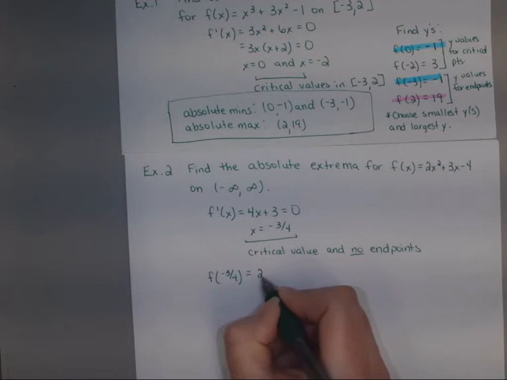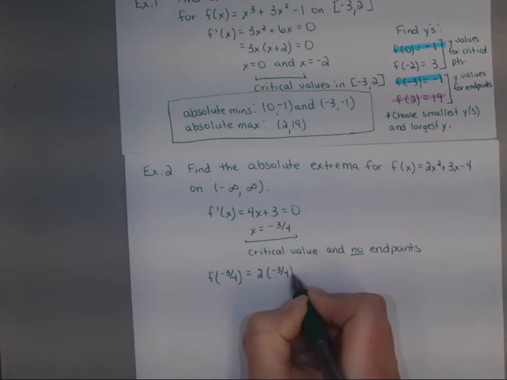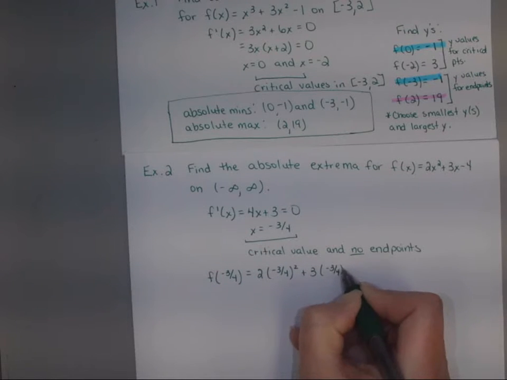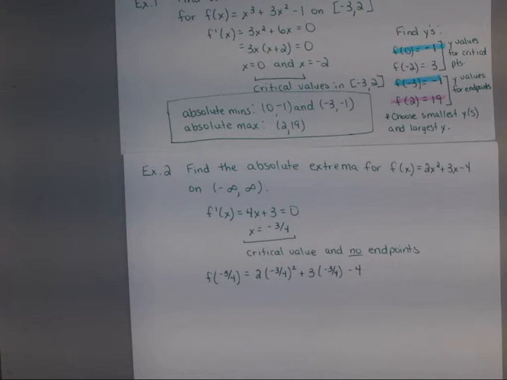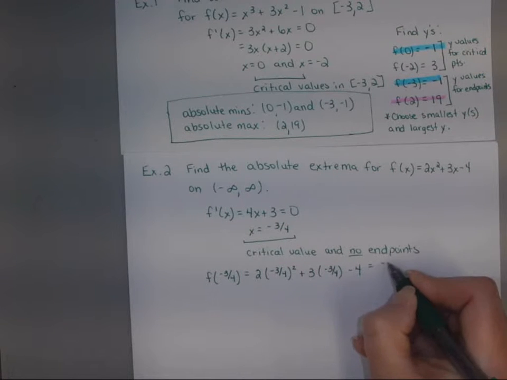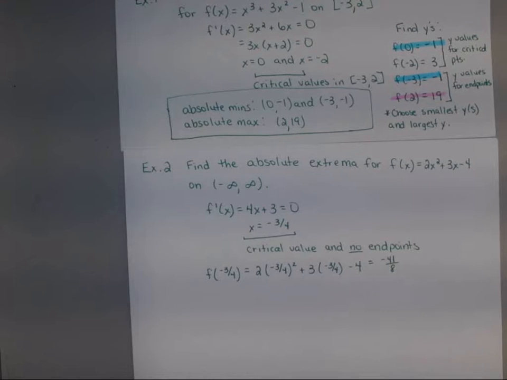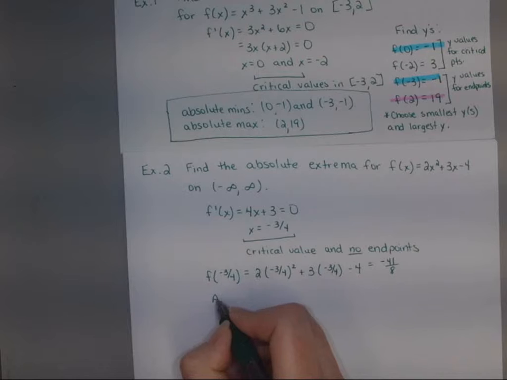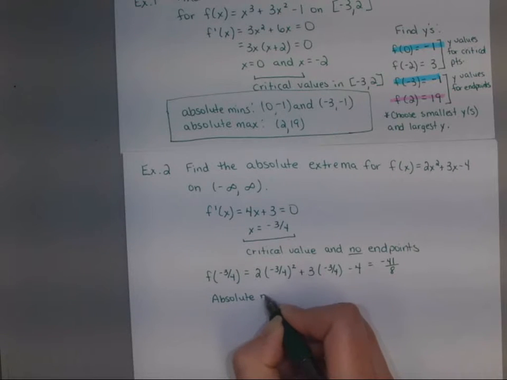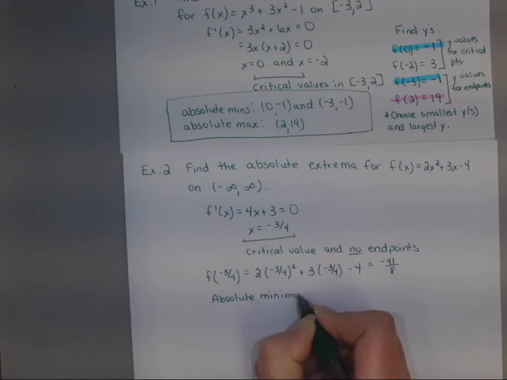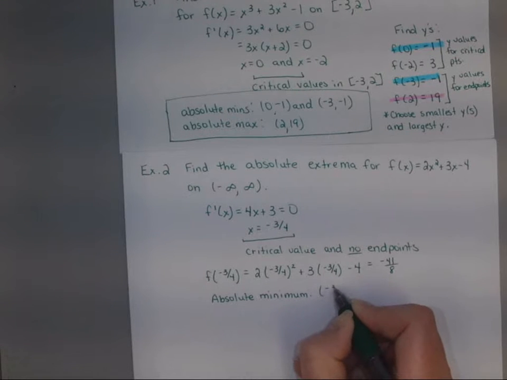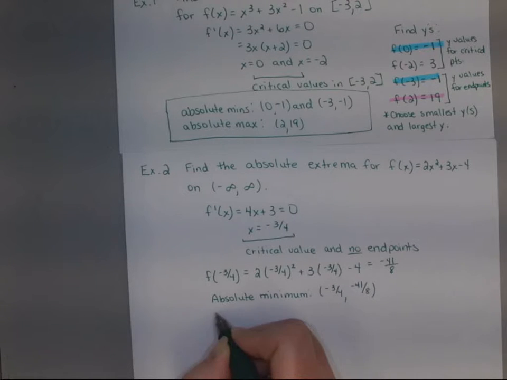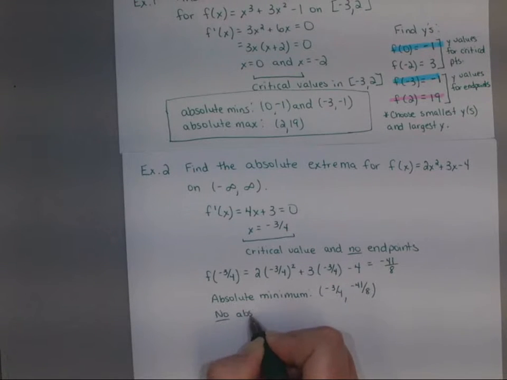Okay, I didn't write this out for the earlier ones, but you would just stick it in the original, right? So 2 times this value squared plus 3 times this value minus 4. Use your calculator, and you'll get negative 41/8. Now, if you were trying to graph that, I would probably change that to a decimal, but for now, we're not really trying to do that. So the absolute minimum would be negative 3/4, comma, negative 41/8. And there would be no absolute max.